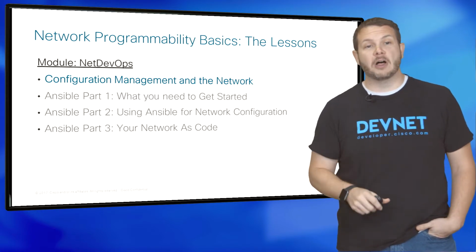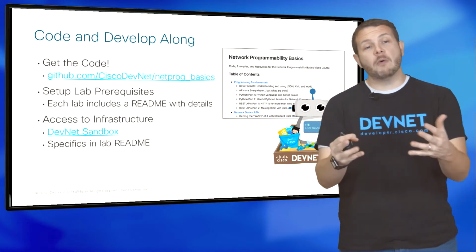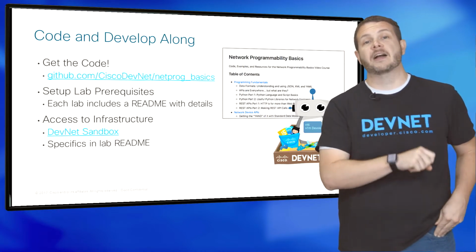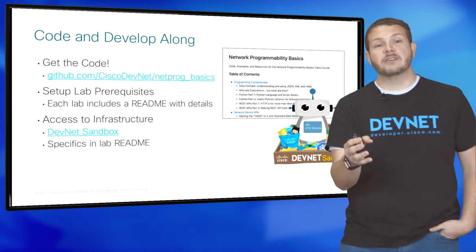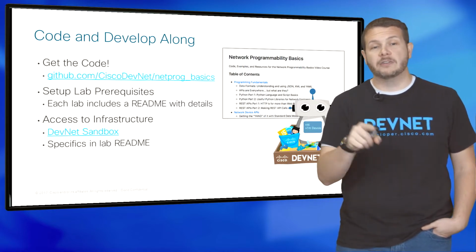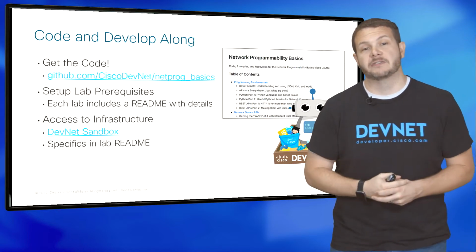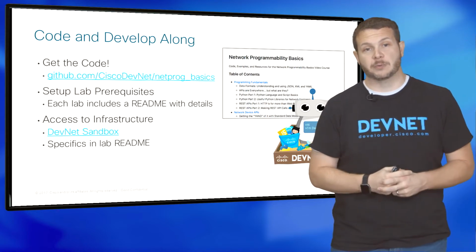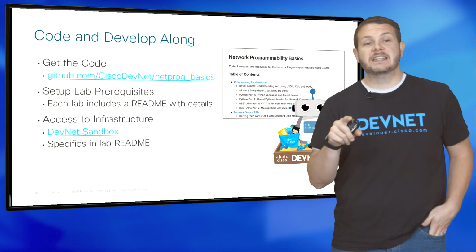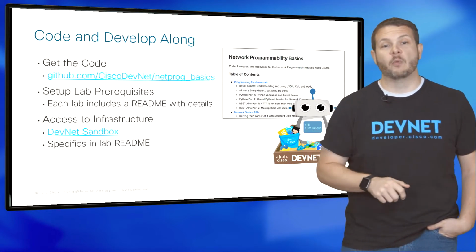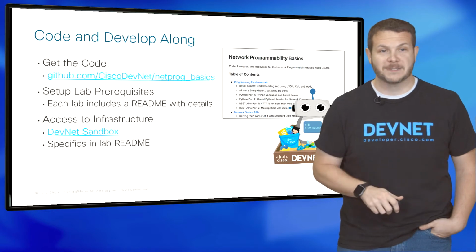If you'd like to follow along with me, I encourage it. You can go on up to GitHub at github.com/cisco-devnet/netprog_basics. From there, you can access all of the code for all of the labs. We've got READMEs that detail how you can set up your own workstation to follow along, as well as all the code samples we'll go through. And you'll have details on which DevNet sandboxes to access and leverage so that you can work through all of these exercises.